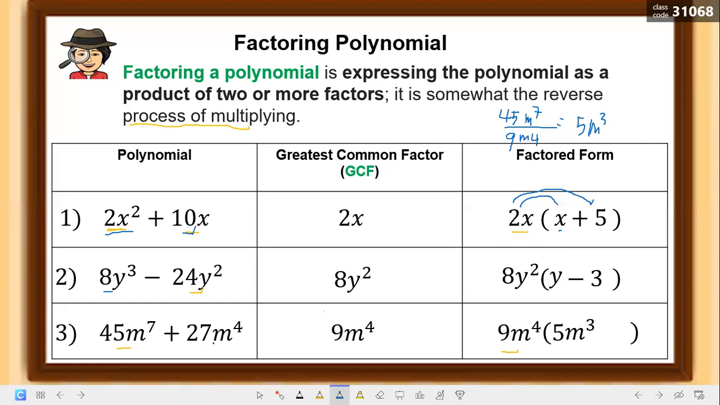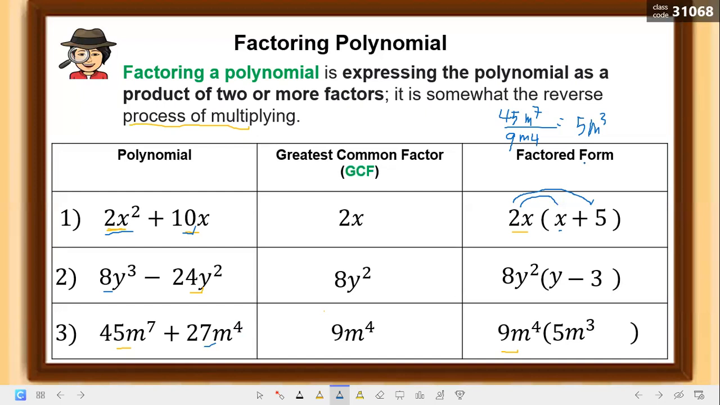What about the second term? 3m. Okay, tama. Kasi remember, 27 divided by 9 is 3. Wait lang, ano yung narinig ko kanina? M ba or ano? M po. May kasama pa bang M? Hindi na po. Wala na po.